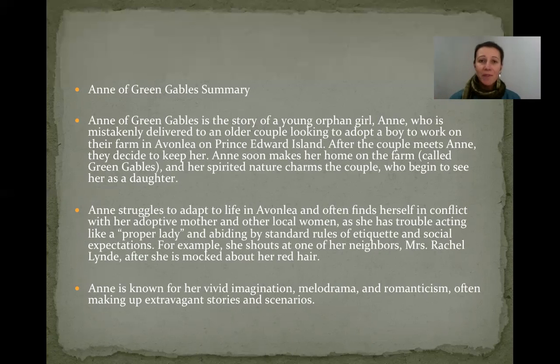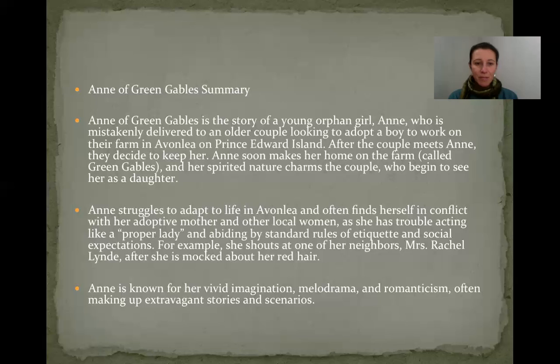So here we have, this is the summary of the book. Anne of Green Gables is the story of a young orphan girl, Anne, okay, who is mistakenly delivered to an older couple looking to adopt a boy to work on their farm in Avonlea on Prince Edward Island. After the couple meets Anne, they decide to keep her. Anne soon makes her home on the farm called Green Gables, and her spirited nature charms the couple who begin to see her as a daughter.